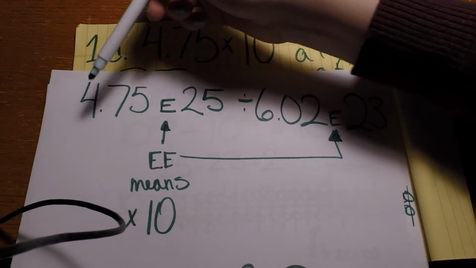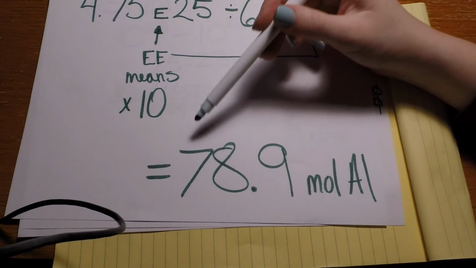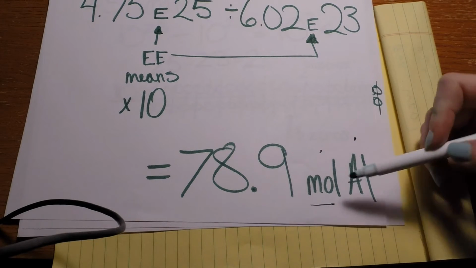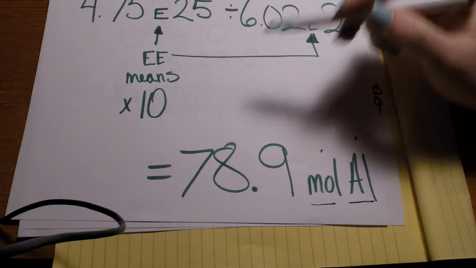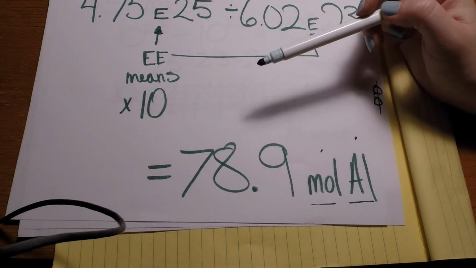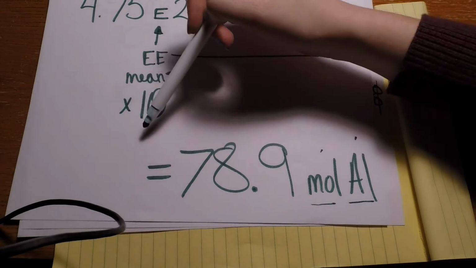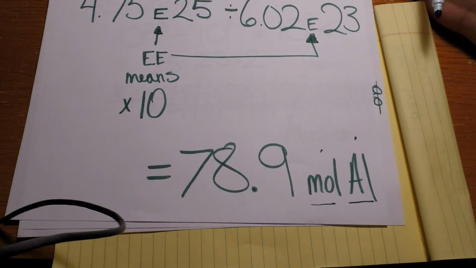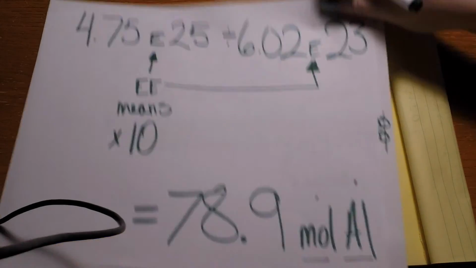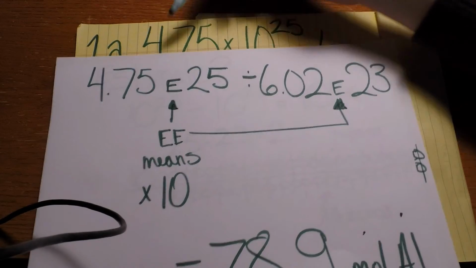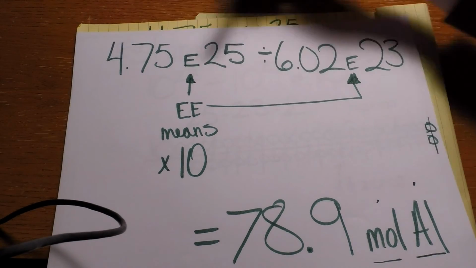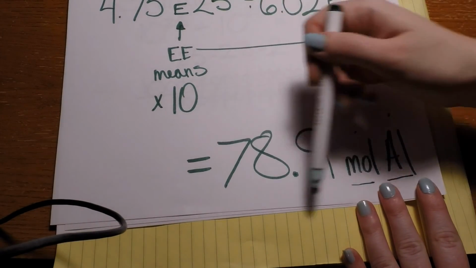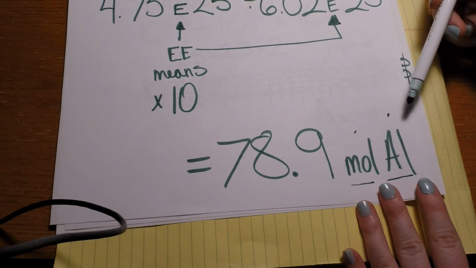So once you put this into your calculator correctly, you should get an answer of 78.9 moles of aluminum. Make sure that we are writing our unit and labeling our chemical. Okay, 78.9 is close to 100, so it does fit within our estimate. So your answer to 1A should have typed in the number of atoms divided by the number of atoms in each mole, and that should result in 78.9 moles of aluminum.